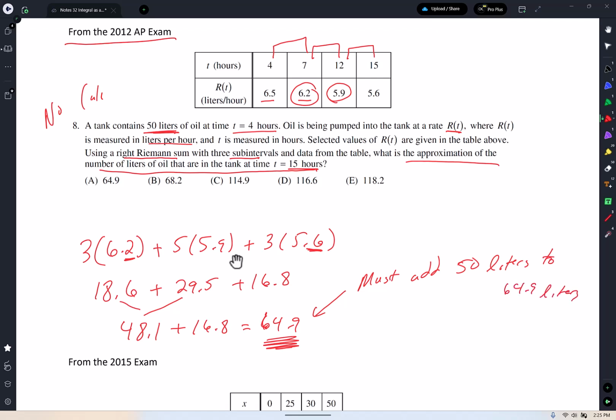How do you know that these are liters? Area under the curve, guys. Look what this is. This is a rate. Liters per hour times hours is just liters. Does that make sense? So hopefully everything makes sense. And there it is. So add 50 to that and you get 114.9. Cool or not cool?